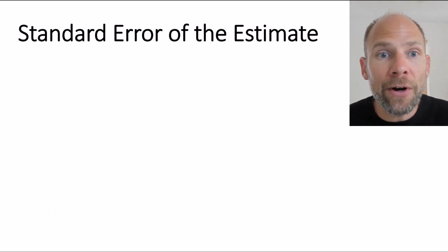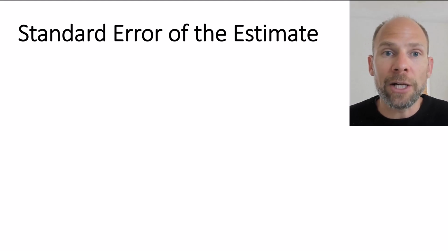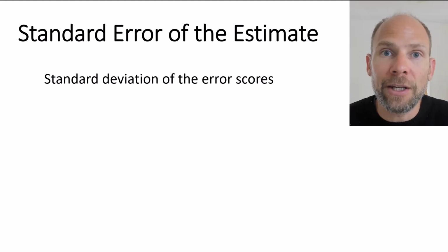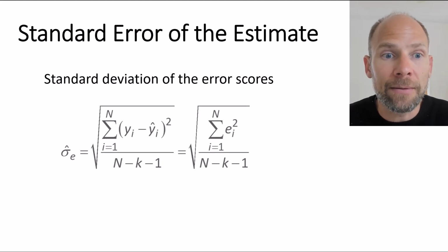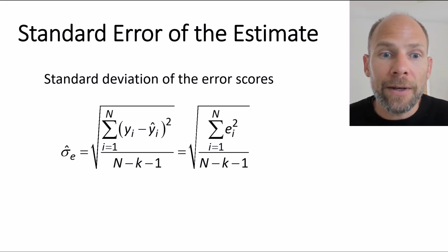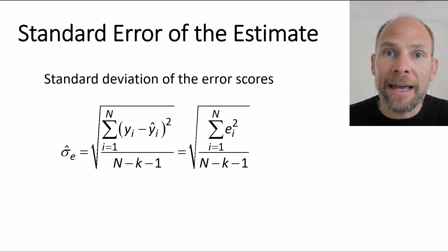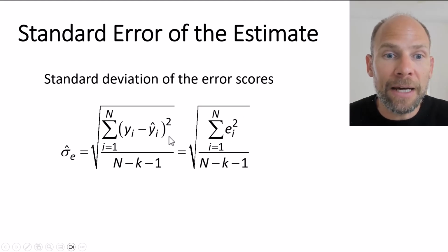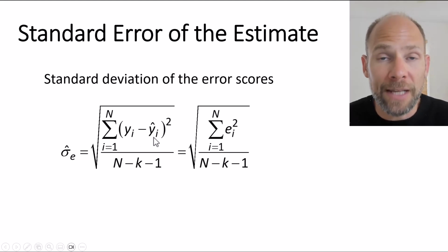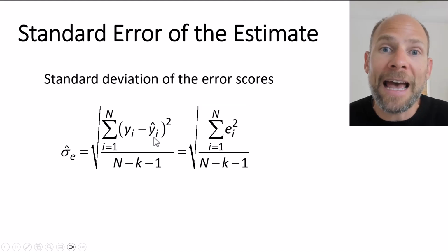Now, there's a third measure of overall fit in regression that is useful, and that's called the standard error of the estimate. The standard error of the estimate is the standard deviation of the error scores E. So remember that E is the error variable, and E is the difference between y and y hat. So as a result, we can calculate the error scores for each person, E_i, by taking the difference between a person's observed y-score and that same person's predicted y-hat score.